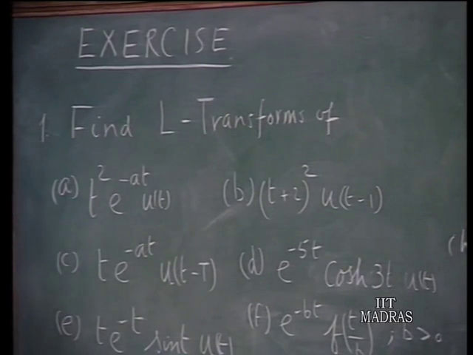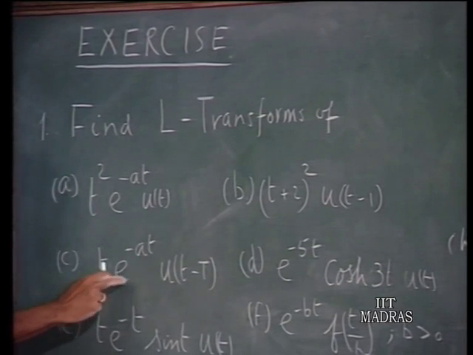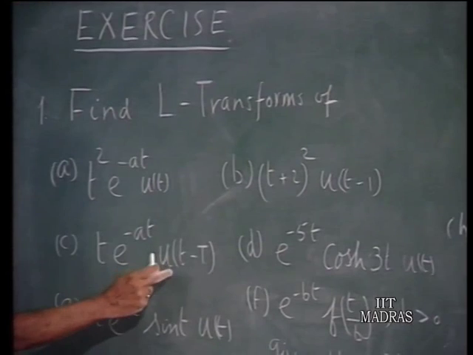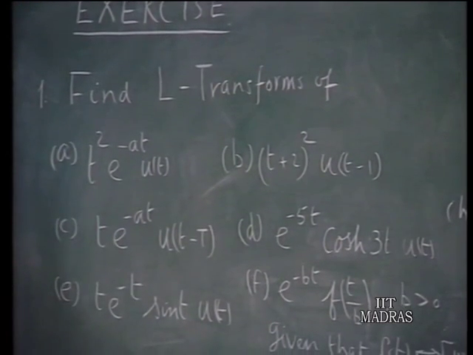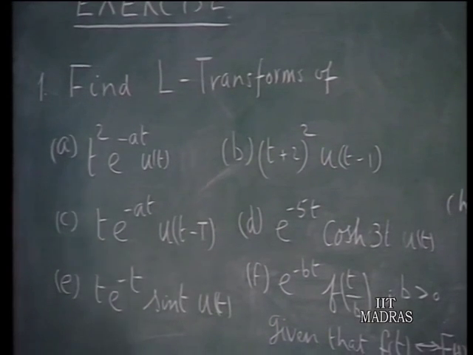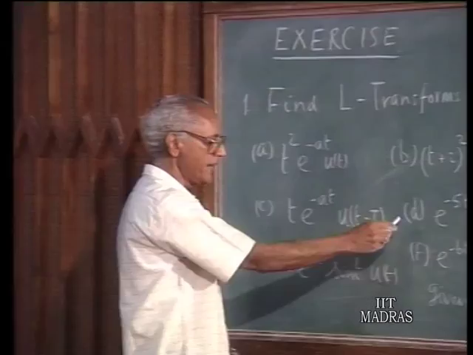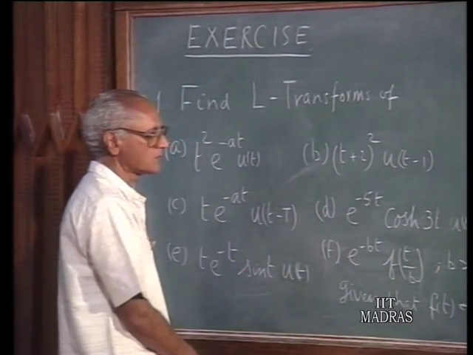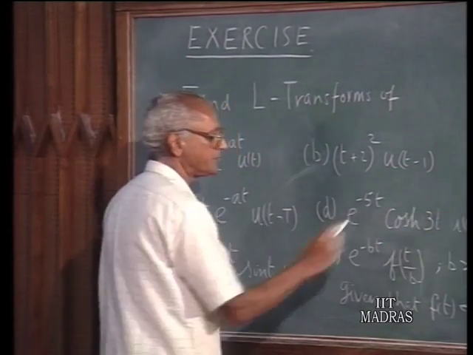The third function, t multiplied by e to the power of minus at, multiplied by u of (t minus T), a delayed step function. So once again, this function starts from t equals capital T onwards. It's truncated for values of t less than capital T. D, e to the power of minus 5t times hyperbolic cosine 3t u(t).